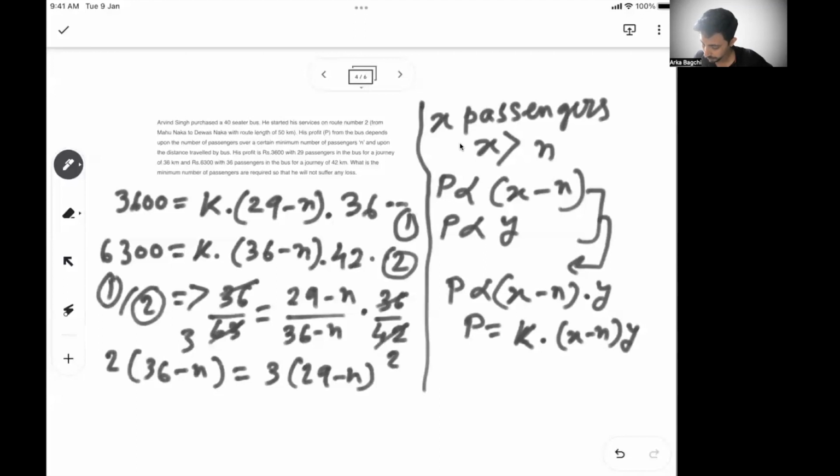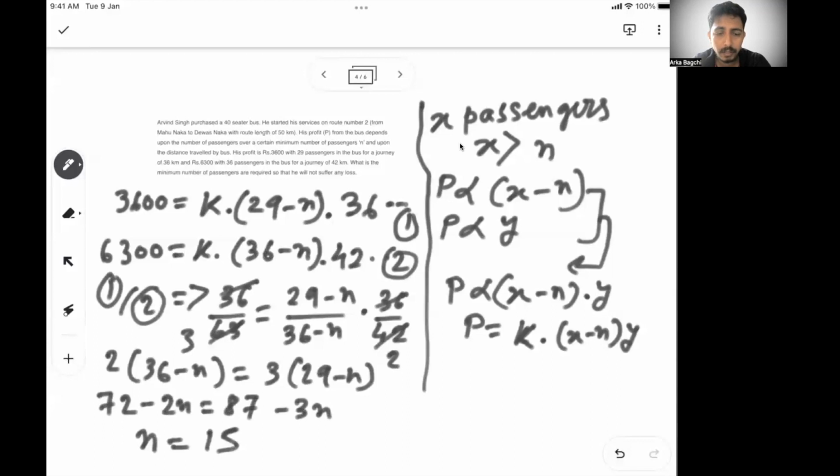So from here we can say 72 minus 2n is equal to 87 minus 3n, 3n on the one side. So n will become 87 minus 72, 15. So 15 passengers is the minimum. So what is the minimum passengers required so that he will not suffer any loss? He will require 15 passengers to not suffer any loss. From 16 passengers onwards, he will start earning profit.